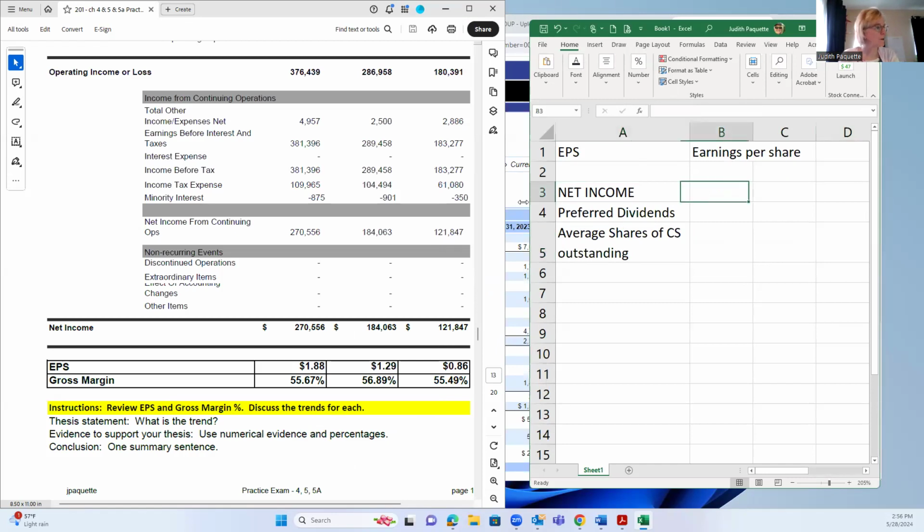So the only thing here we know is net income. So here we would take 270,556. We'd need to know, subtract preferred dividends from that. We need to know, so how do we get average shares of common stock outstanding? Can you guys tell me? That's a calculation that you aren't usually given.